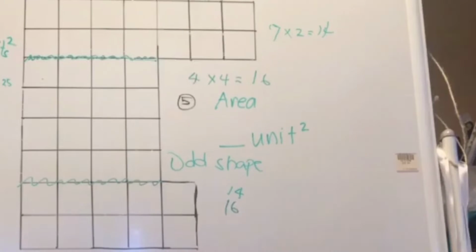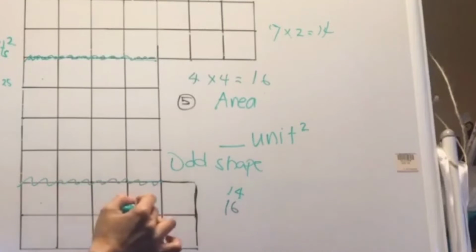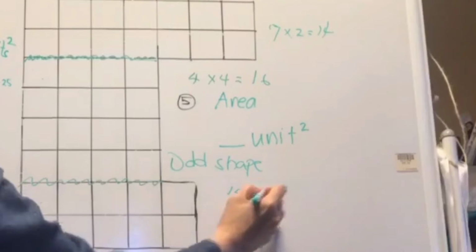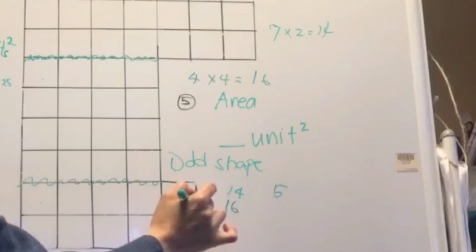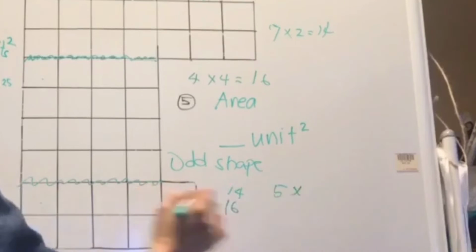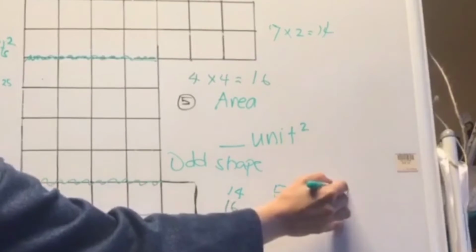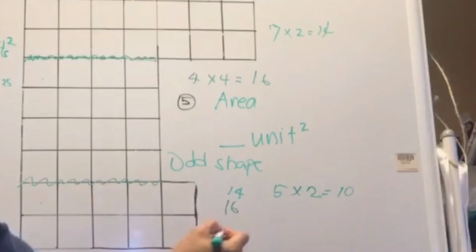And then going here at the bottom, we will check 1, 2, 3, 4, 5 across. So we have 5 across, and then going down we have 1, 2. So 5 times 2 equals 10. So we have 10 here.